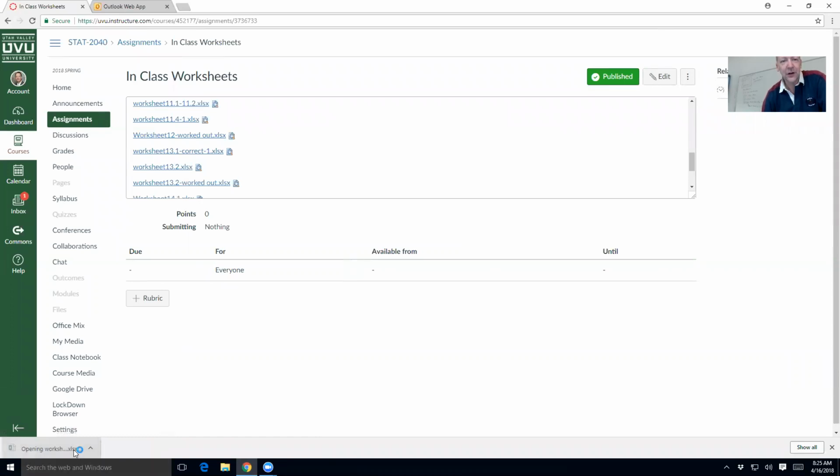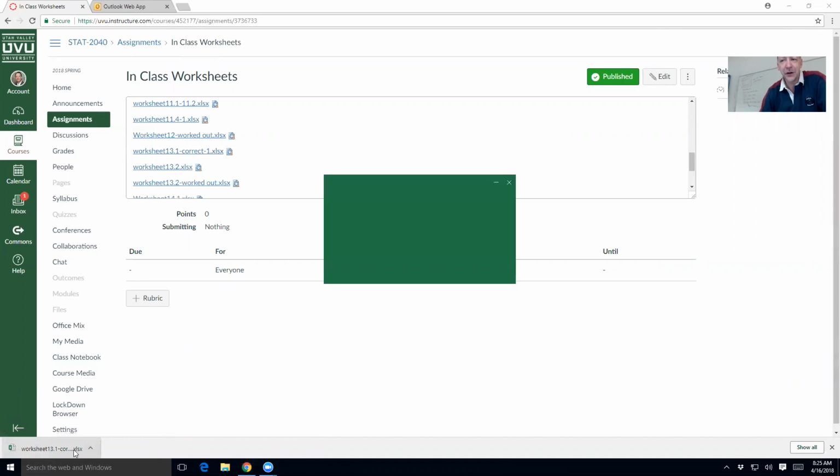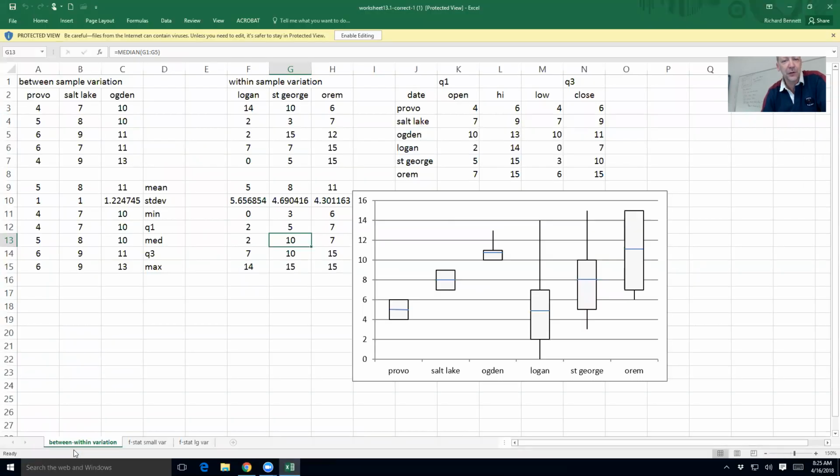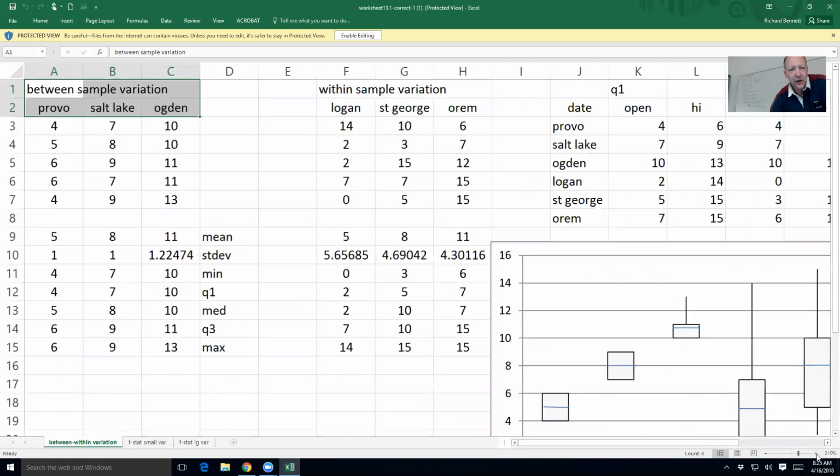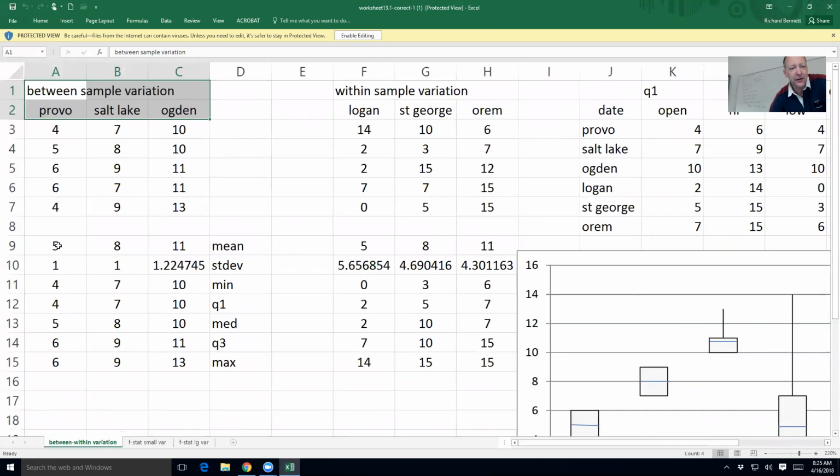In the book, they refer to these as X1, X2, X3, X4, X5, X6. I thought that was a silly name, so I renamed them with cities in Utah. But this is very similar to what the book has. So I've got between sample variation: Provo, Salt Lake, and Ogden. The idea here is we want to compare these 3 means. In Provo, we've got a mean of 5. In Salt Lake, a mean of 8. In Ogden, a mean of 11.